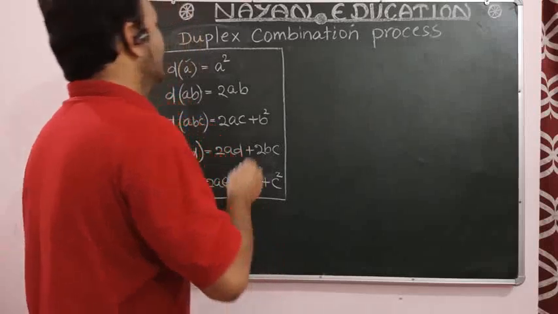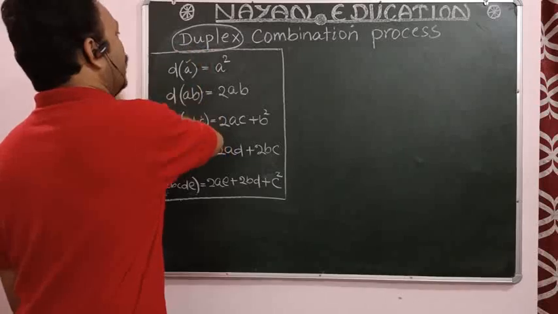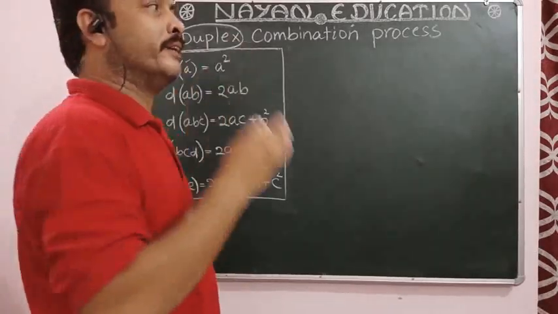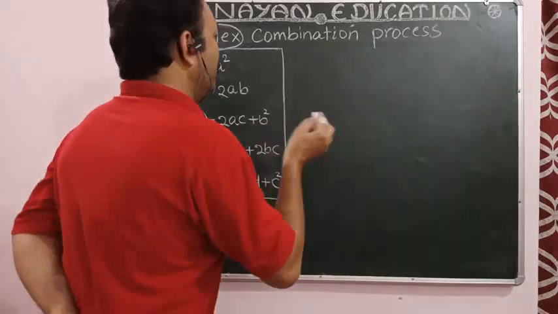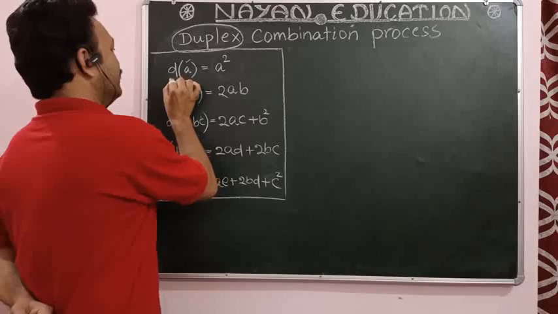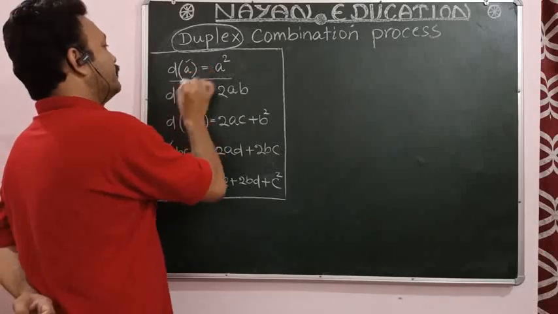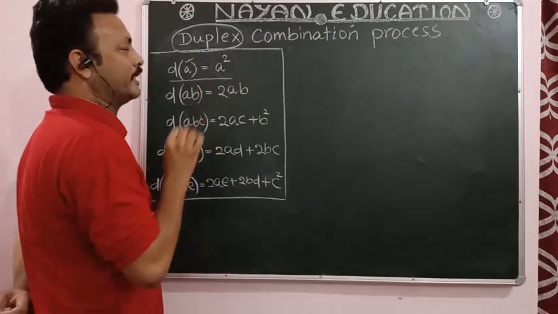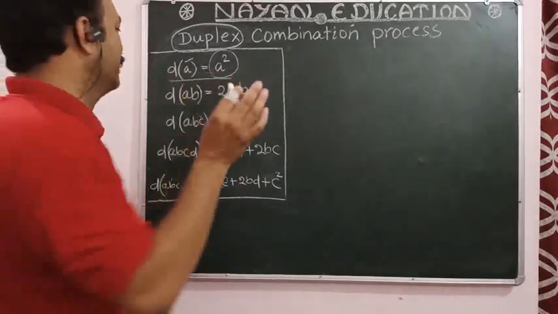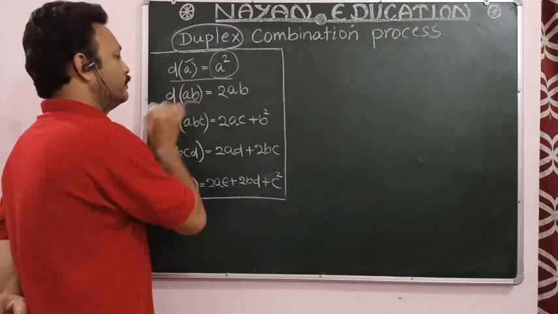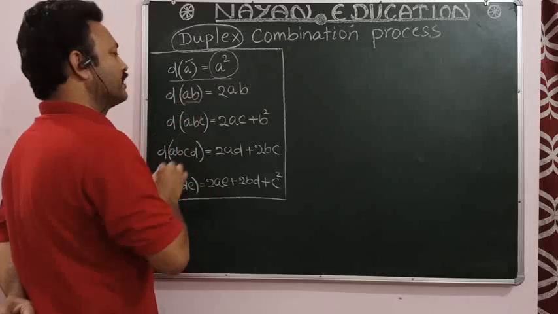So friends, first of all, I would like to introduce this word, duplex. What is a duplex? How is it used in order to calculate the square of a number? See friends, I have written the formula here. Duplex of a single digit number: let the digit be a, then its duplex would be a square. Duplex of a double digit number AB, suppose, would be 2 into AB.